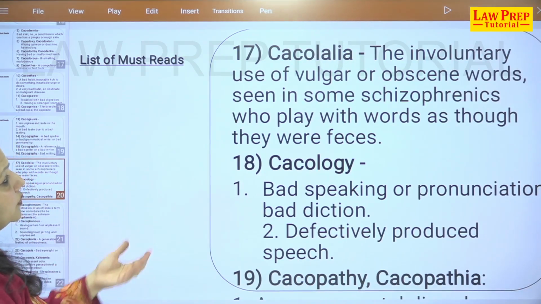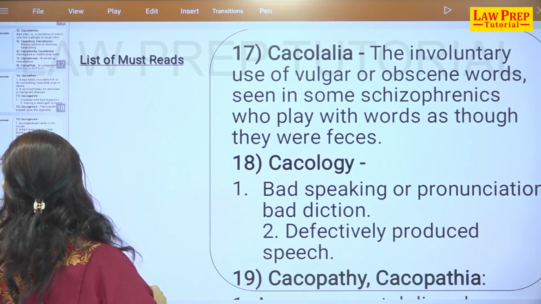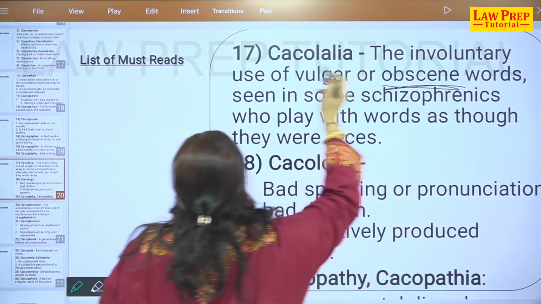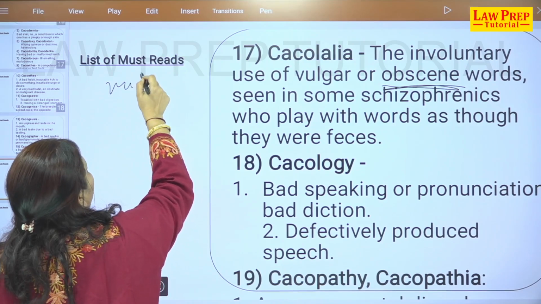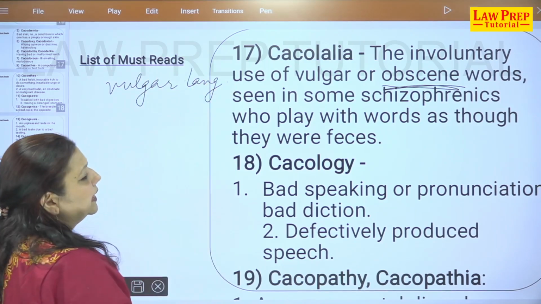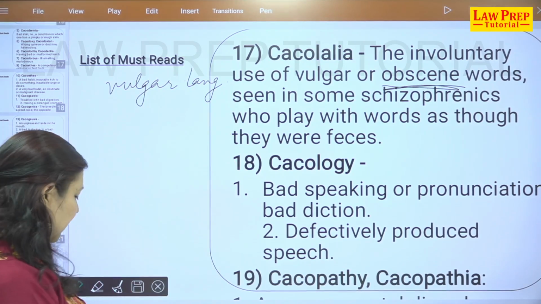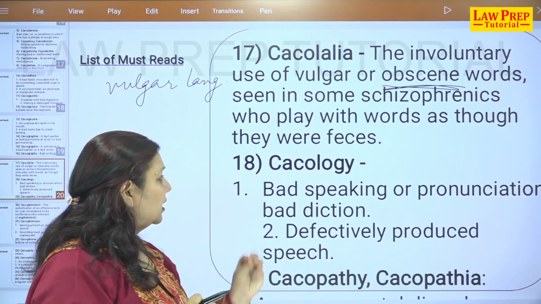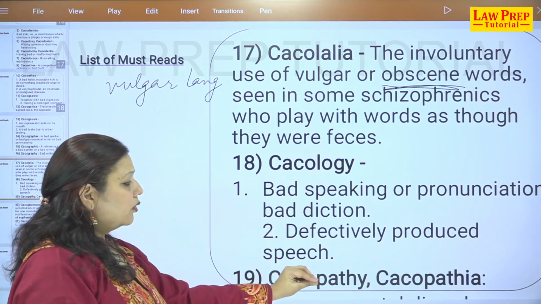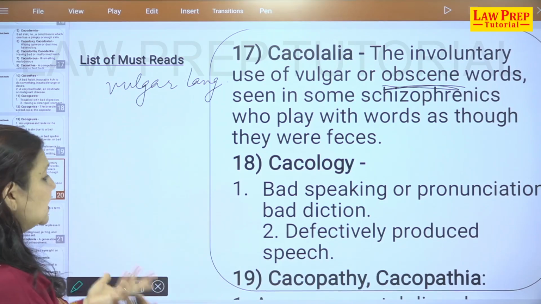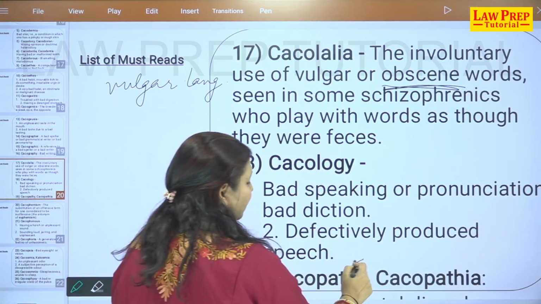You can just go through these words once. The involuntary use of vulgar, obscene words. Now what is obscene? Something bad words, something which are not good words. It's vulgar language. Right? Using absurd language. Cacology is speaking in a very bad way. Your pronunciation is very, very faulty. That is cacology. Cacopathy, because pathy is feelings. You have a very bad feeling towards something, bad feeling.